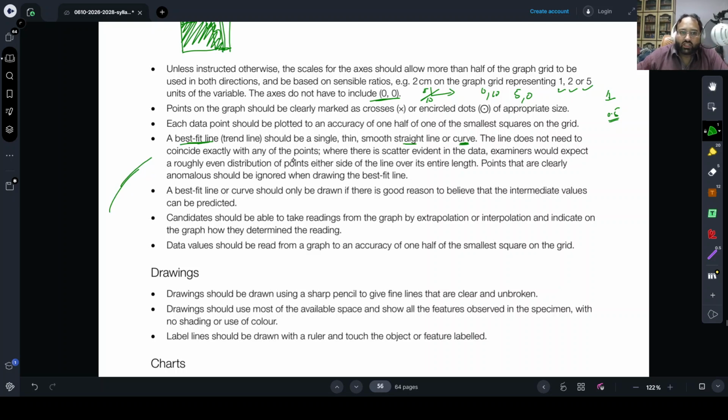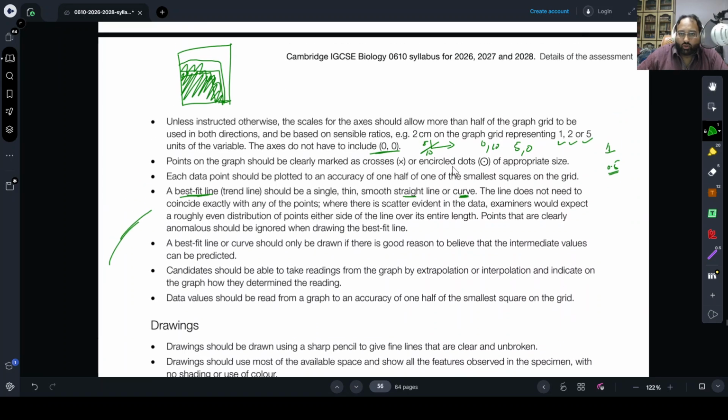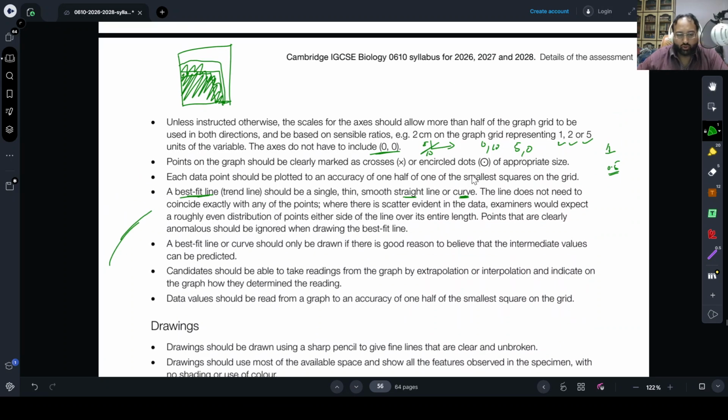The line does not need to coincide exactly with any of the points. So unlike in the lower class, where you think it needs to go through the point, no, it does not. Because the values you get in actual experiments are not the kind where the line passes exactly through the points. So you can have something like maybe like this, and it can go opposite the dots.